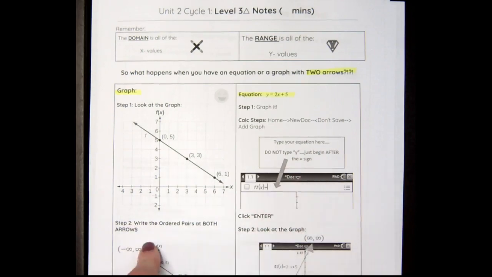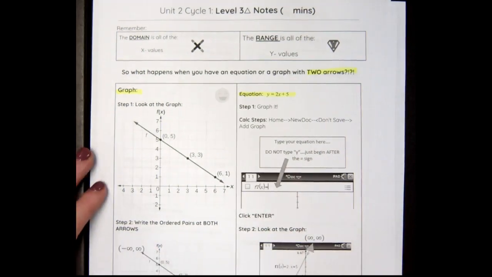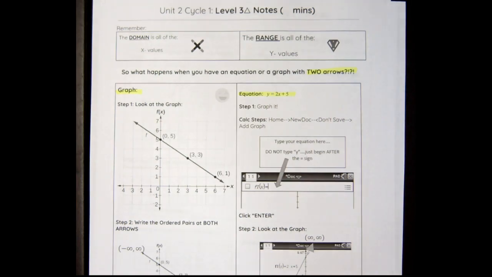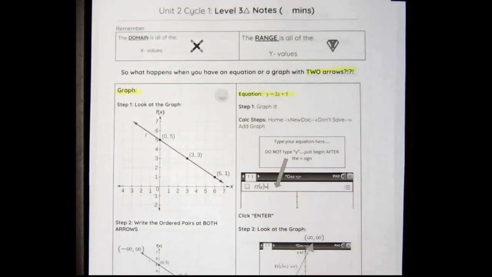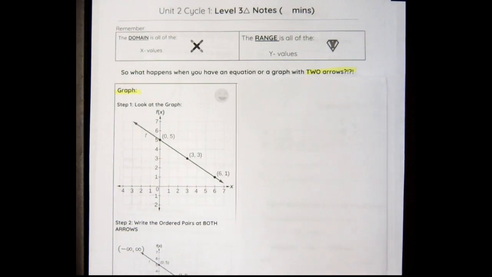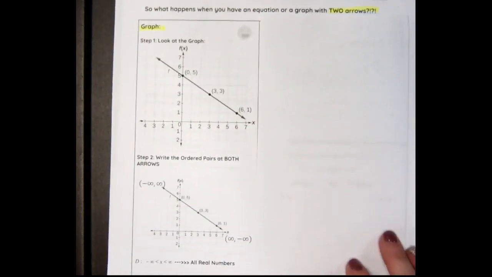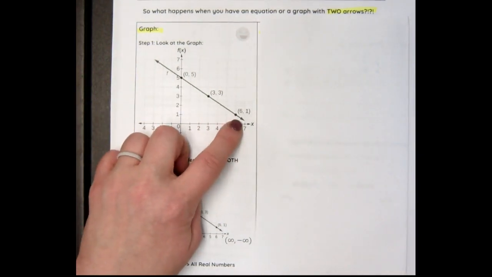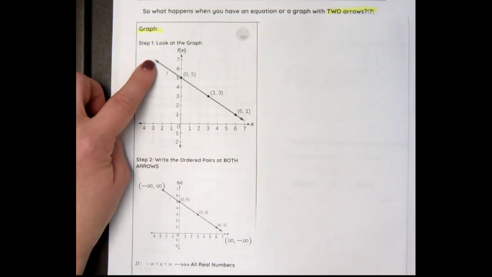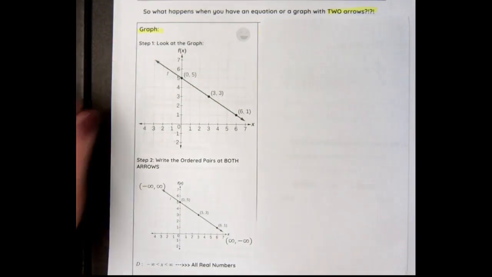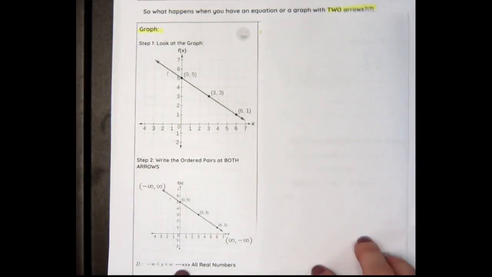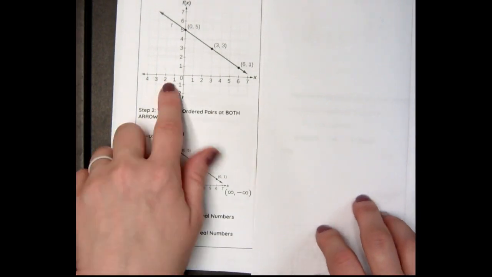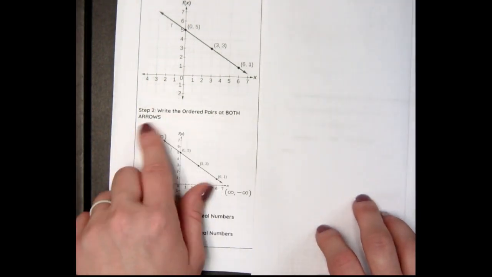So let's start over here with the graph. So I'm just going to cover this side up for a second so that it doesn't look like too much. Okay. So let's say that we have a graph. We notice that this graph is a straight line. We notice that this graph has two arrows, so not just one. I'm going to do the same thing we always have done. We are going to write our ordered pairs at both arrows.